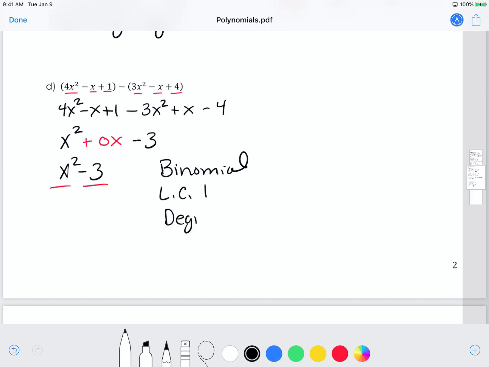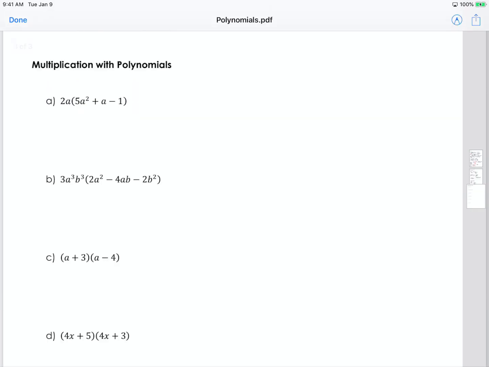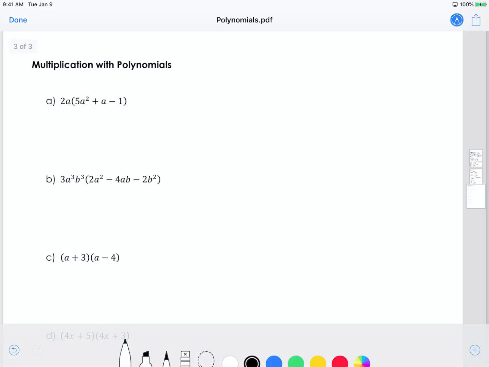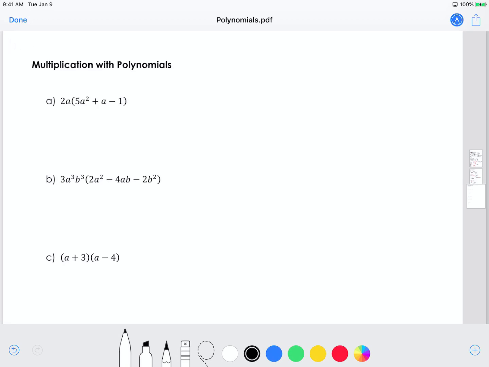My degree is 2. When I multiply polynomials, we're going to have to use exponent rules because we're going to be multiplying variables with the same base. So if I want to take 2a times 5a squared plus a minus 1, I'm multiplying a monomial because I have the 2a as one term. That's a monomial, and I'm multiplying it by a trinomial. And we have to distribute and multiply that 2a by everything that's on the inside of the parentheses.